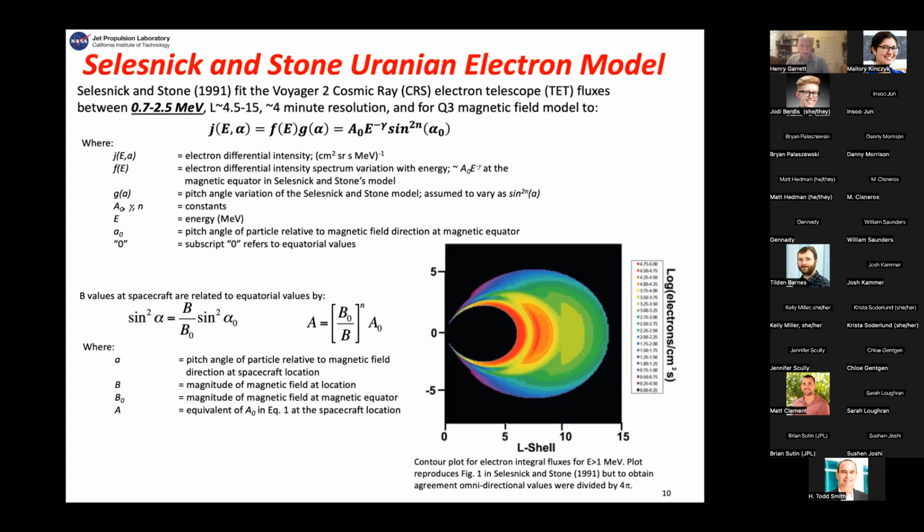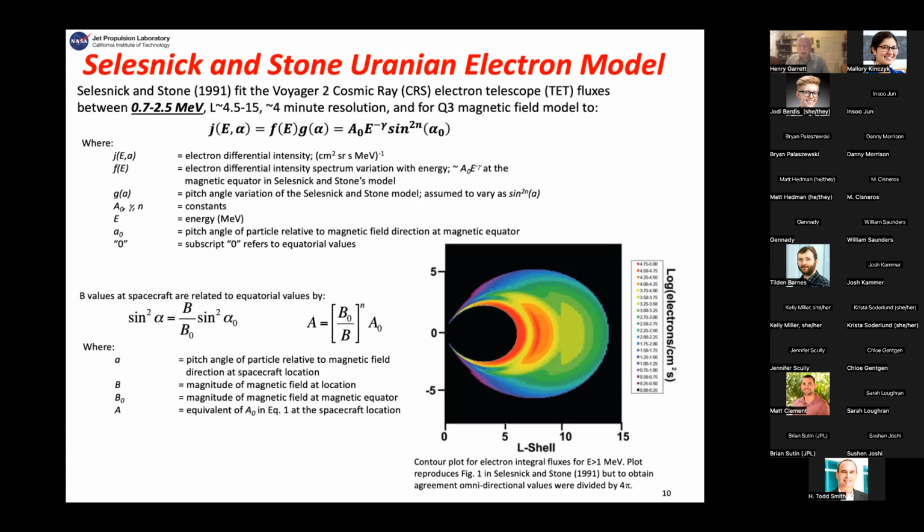Anyway, again, it's 4 minute resolution, and we used, along with Selesnik and Stone, the Q3 magnetic field model. They fit the data as shown with this equation, where the differential flux is equal to a constant times a power law spectrum over the 0.7 to 2.5 MeV range. And they determined N up here for the sin to the 2N of the pitch angle distributions. Going down, you can see the standard equations for Liouville's theorem and the adiabatic constants that we used from their paper. Now, I want to warn you of another problem that we had. This is our plot of their contour plot.